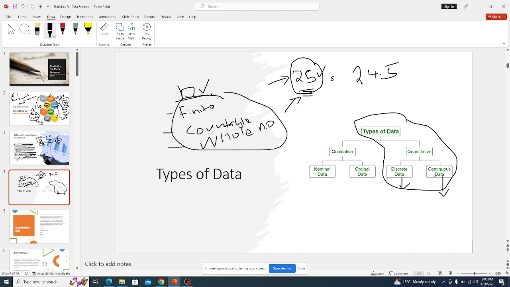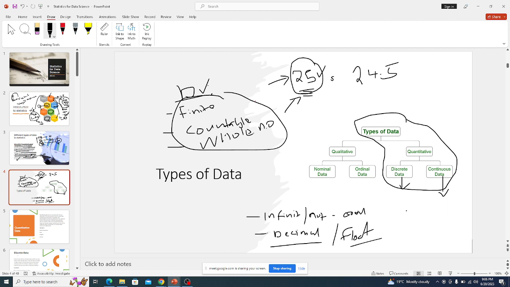But now when we are talking about continuous, we are saying it's infinite. Infinite meaning it's not easily countable. Then we also say that it has a decimal attached to the values. For example, we can say it is a float in nature, meaning it has a decimal attached to the value.